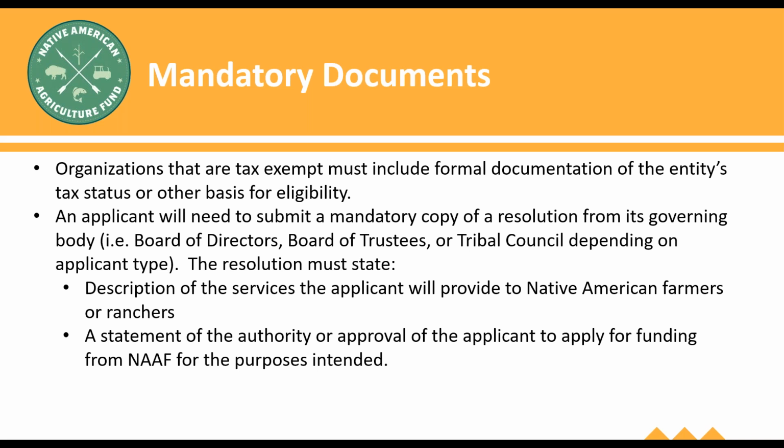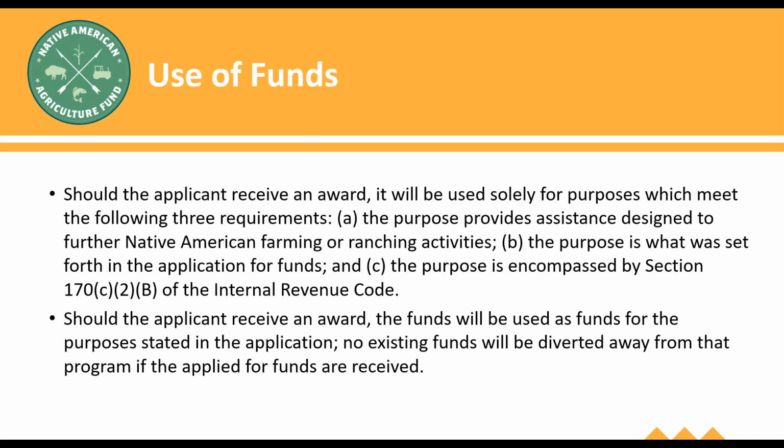But at the end of the day, what we're looking for is a description of what you're proposing to do and a statement of the authority or approval of the applicant to apply for the funding, signed by an appropriate official. But how you move that through your governmental system is up to you. Should you receive an award, it's got to be used for the purposes of the project as it was funded. And it's got to be used to provide assistance designed to further Native American farming and ranching, for the purposes set forth in your application, and for charitable and educational purposes under the Internal Revenue Code. These are all requirements that are a part of the trust agreement.